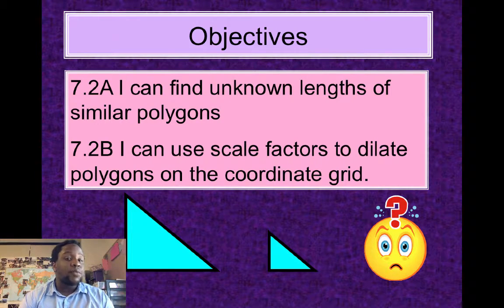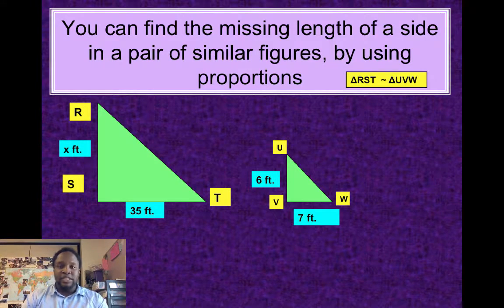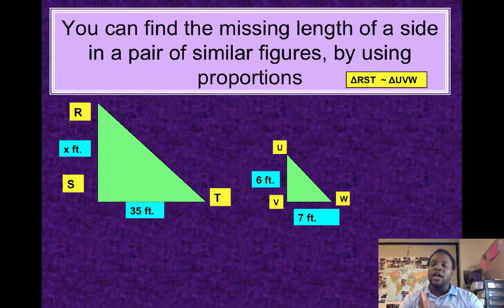Our objectives are 7.2a, I can find unknown lengths of similar polygons, and 7.2b, I can use scale factor to dilate polygons on a coordinate grid. All right, so first part is going to be about unknown lengths. The second part is going to be about dilation. So let's first start off with finding unknown lengths of polygons that we know are similar.